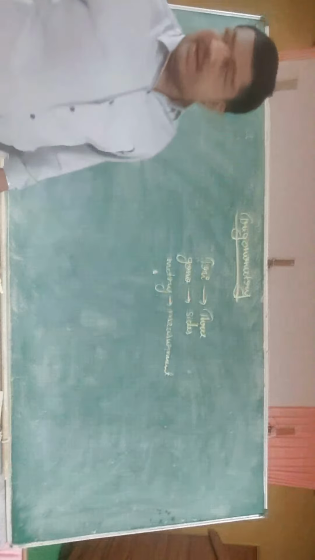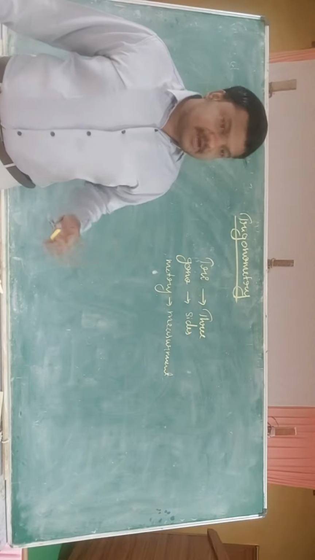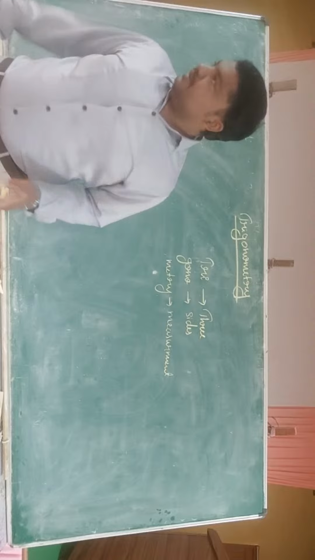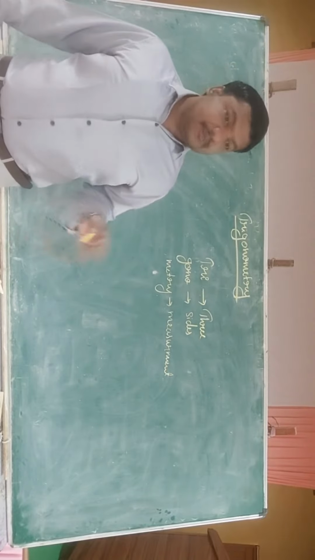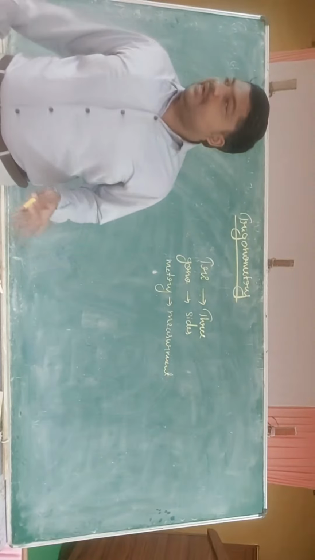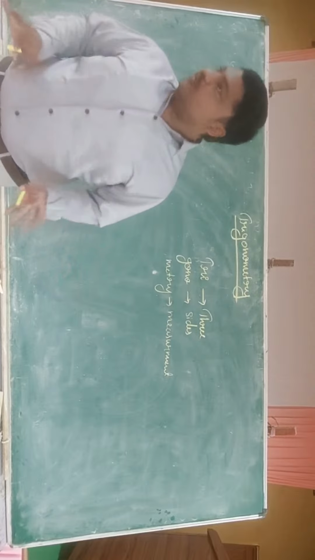Trigonometry is a branch of mathematics which deals with the study of relationship between sides and angles of a triangle. That is called trigonometry.